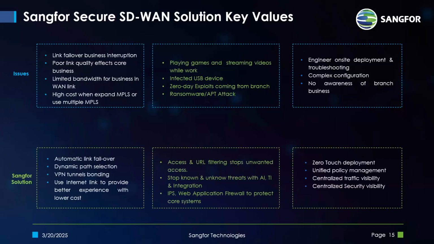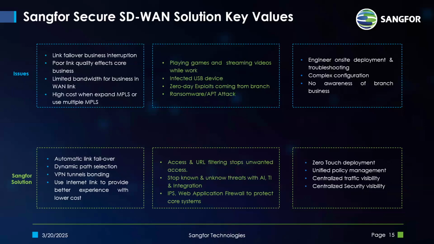Some of the key values of the solution include integrated security features. There is a built-in network secure firewall to protect against malware, DDoS attacks, and other cyber threats. Advanced threat prevention to detect and block APTs, leveraging AI and machine learning for proactive defenses. Then there is centralized management and visibility. A single pane of glass interface simplifies the management of security policies across branch offices, data center, and private cloud environments.